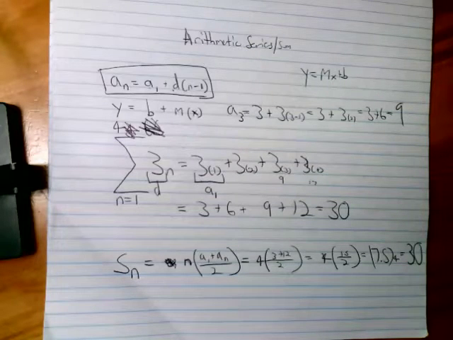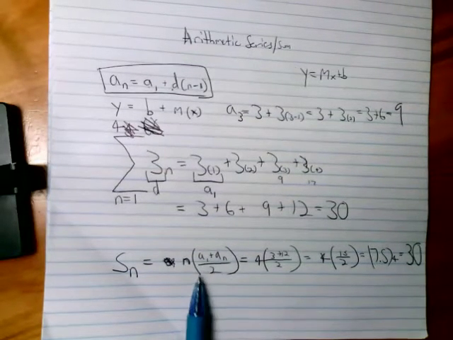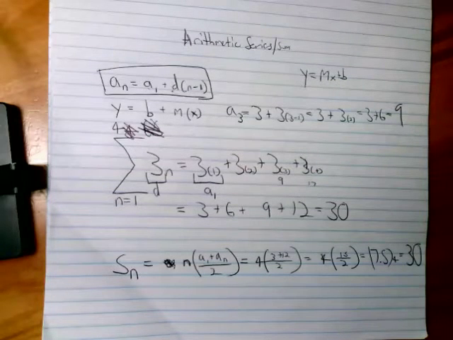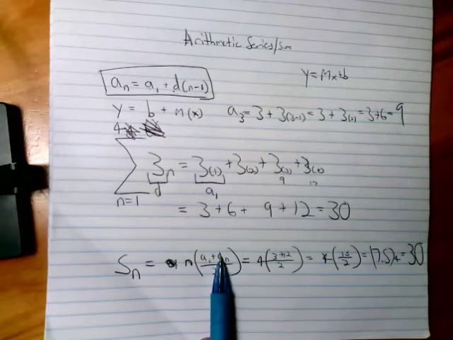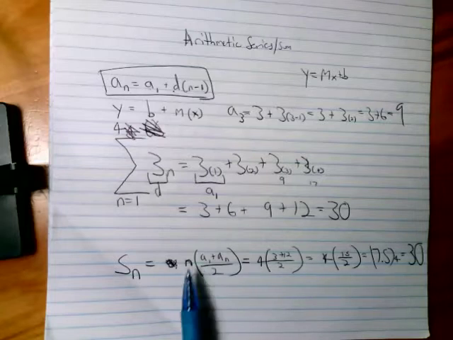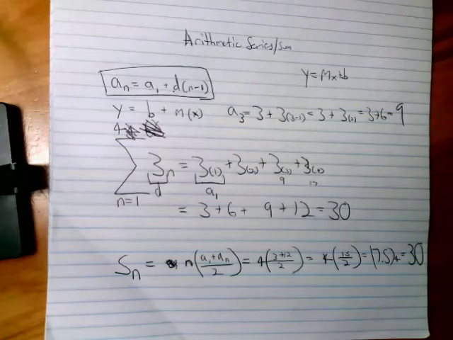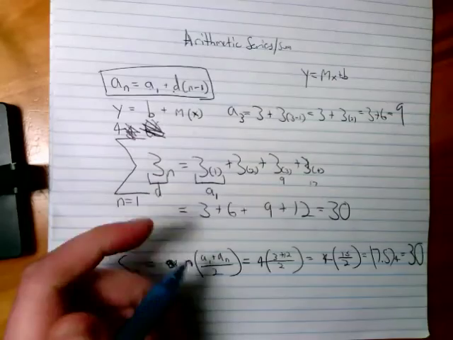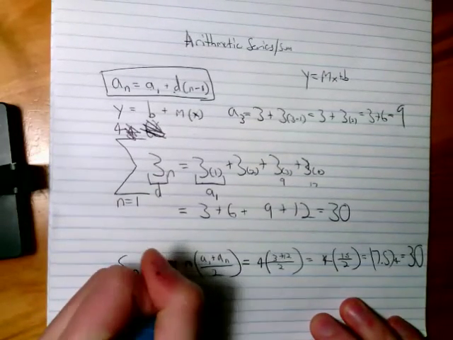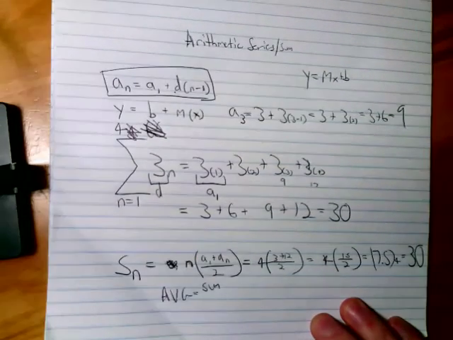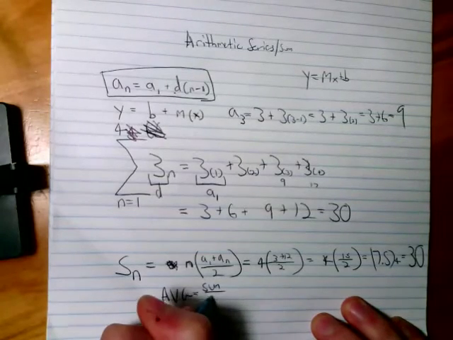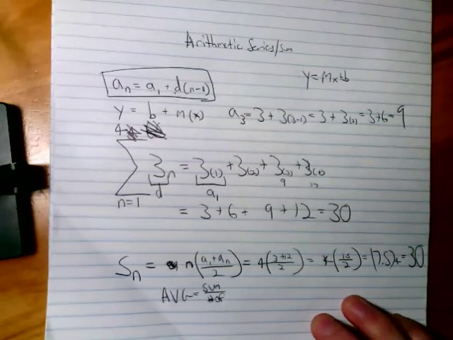And you're thinking, okay, so it does work. Everything does sync up. But why, conceptually, does this work? That is because you're finding the average of the highest term and the lowest term, and you're multiplying it by the number of terms. So, you know how to find the average? You do the sum of everything over the number of terms, right?